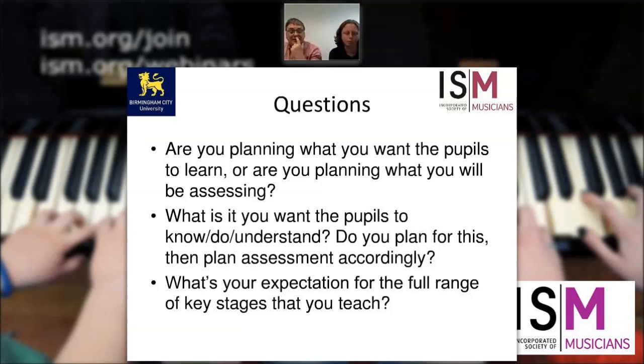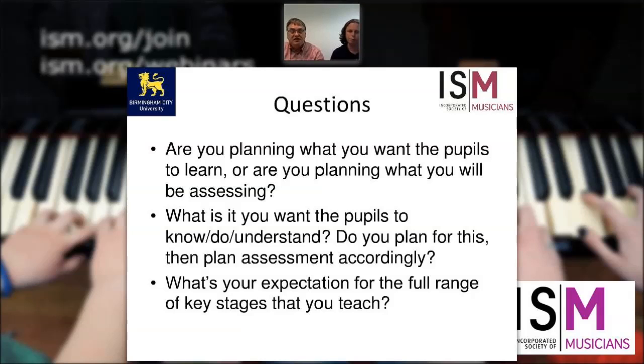So questions really for teachers again. Are you planning what you want the pupils to learn, or are you planning what you will be assessing? And one of the things that we're talking about all the time, I'm not sure if it's come across, in our discussions about what we're doing here today and elsewhere, is the notion of planning for learning and planning for assessment. And the planning for learning should really drive what is being assessed.